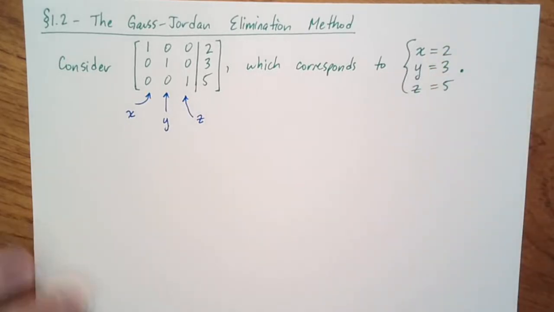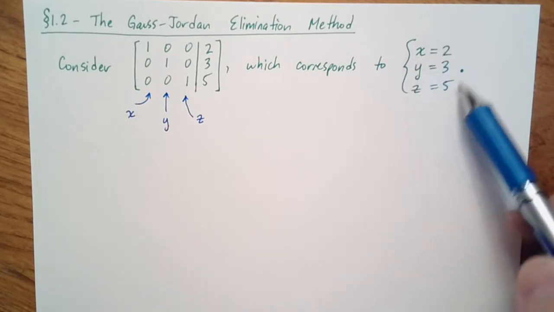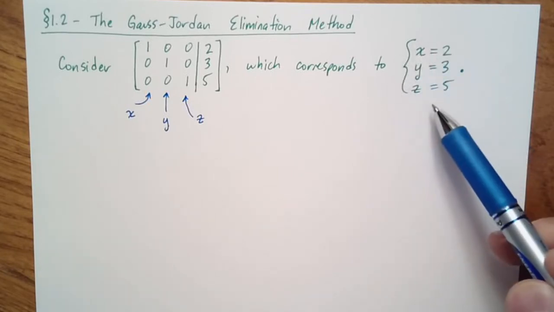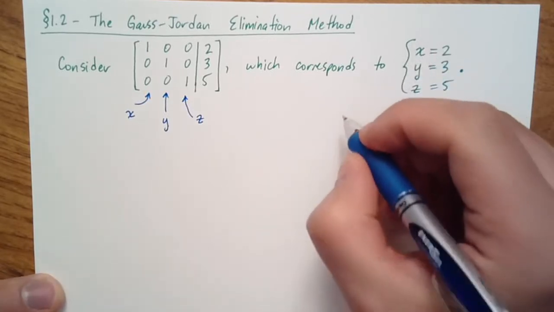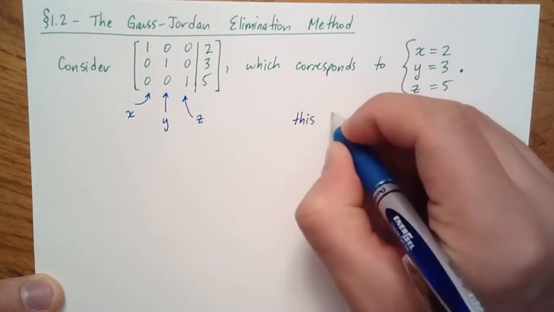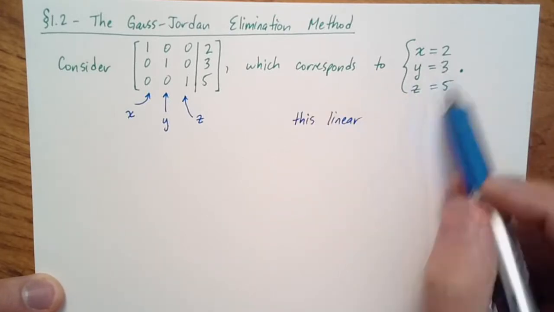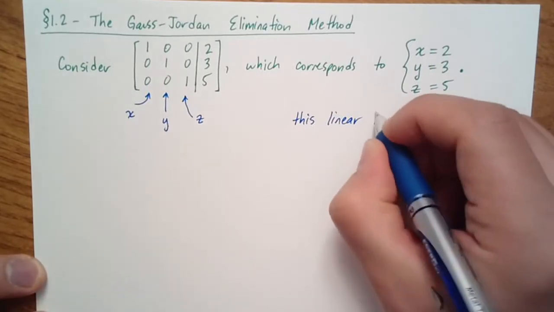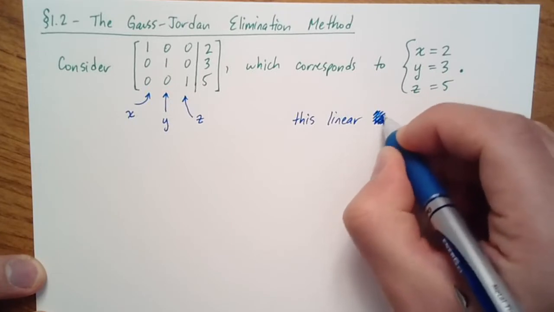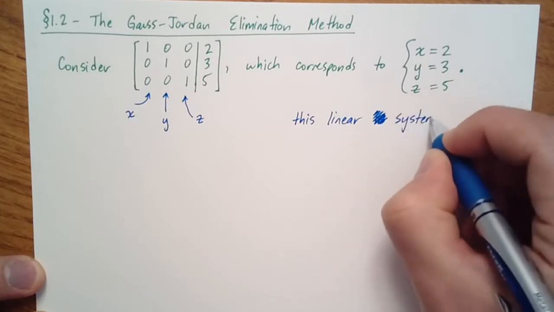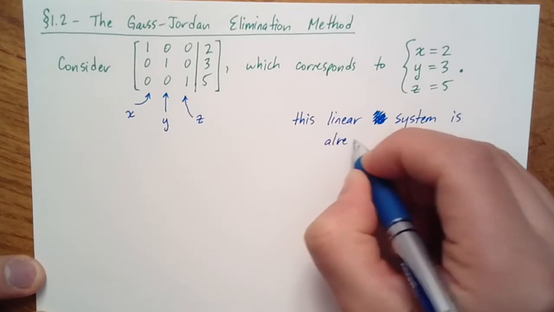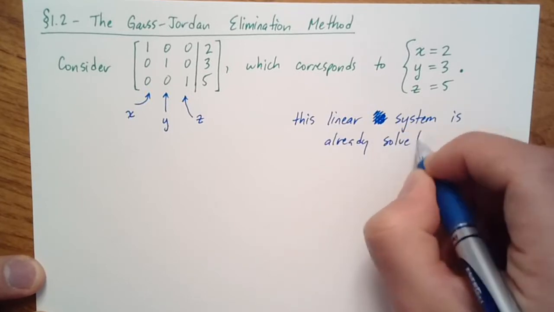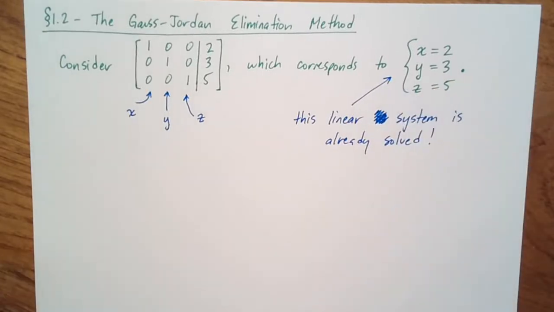So if you take a look at this linear system, one of the things you realize immediately is that there's no work to be done. You don't have to do any detective work to figure out what the solution is to this linear system. It's already solved by the way it's written down. So let's make that observation. This linear system, because it is a linear system of 3 equations and 3 variables, they just happen to be quite simple. So this linear system is already solved. So that's an important fact to realize.